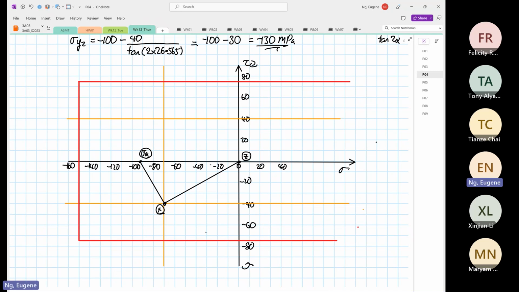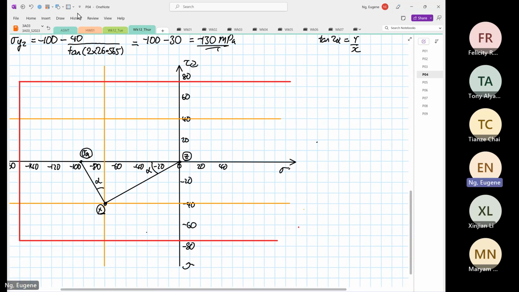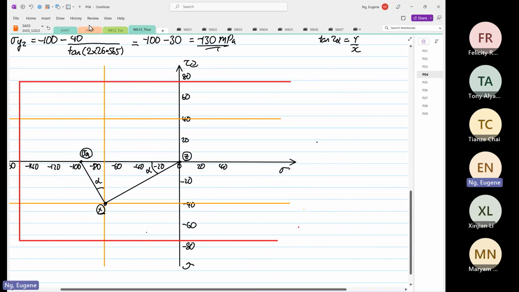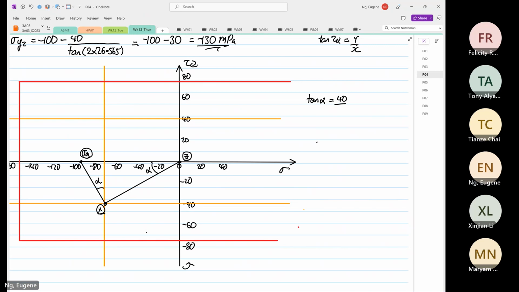So we know that this is alpha. This is also equal to alpha. So now tangent alpha, we know now that tangent alpha is equal to what? 70. No, it's equal to 40 divided by 70. So alpha, okay, so 40 divided by 70 is tangent, 29.745 degrees.